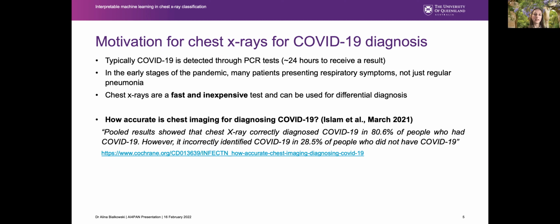So there were a lot of chest x-rays being performed, and they are a fast and inexpensive way that can potentially be used for differential diagnosis. In terms of some recent studies that have investigated how accurate chest imaging is for diagnosing COVID-19, some results found that it's approximately 80% accurate. So it correctly diagnosed COVID-19 in 80% of people who had COVID-19. However, it also incorrectly identified COVID-19 in close to 30% of people who did not have COVID-19.